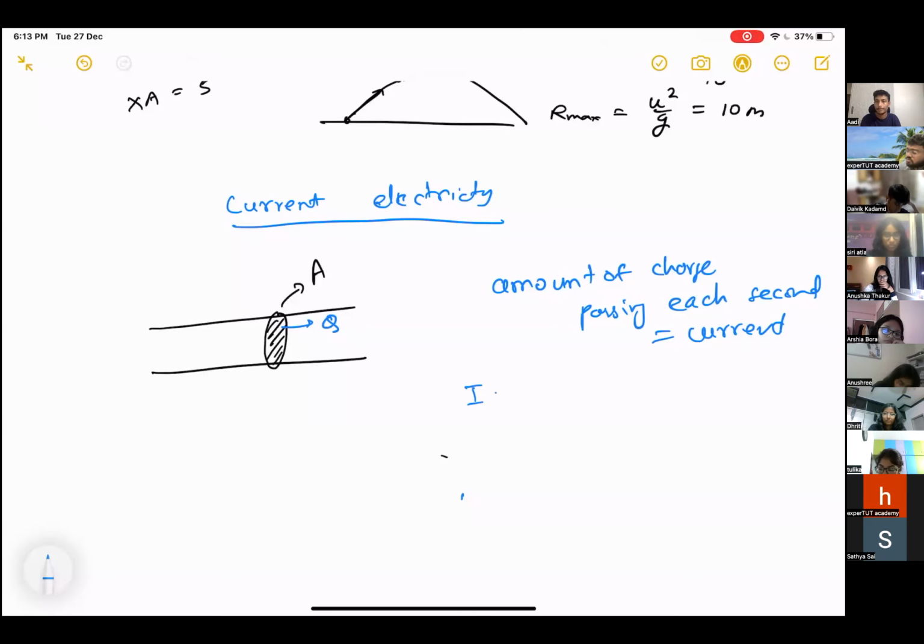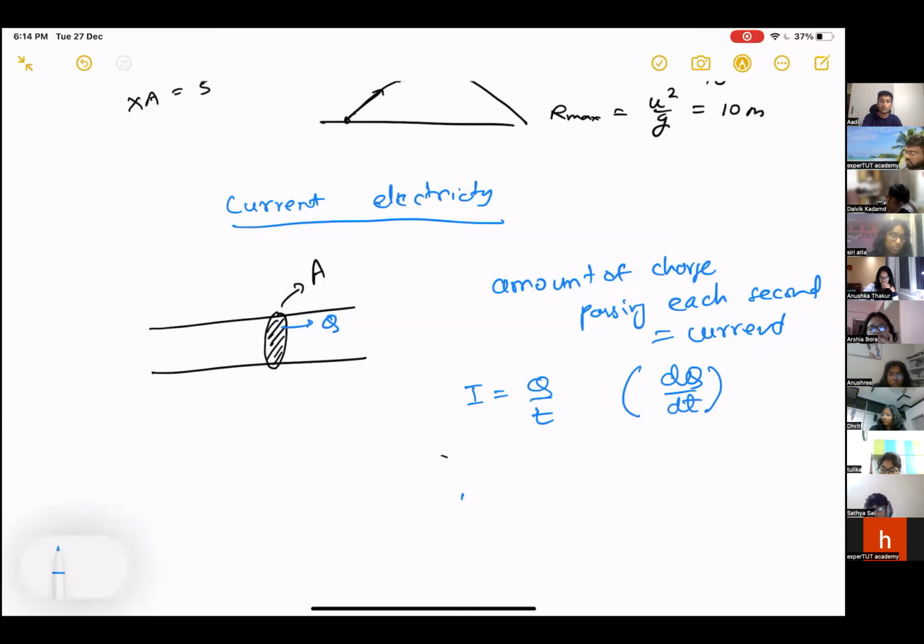So I is equal to Q by T. And for small cases it is also dq by dt. In a small interval of time, it is the amount of dq by dt. And this is I is dq by dt. Write the question.